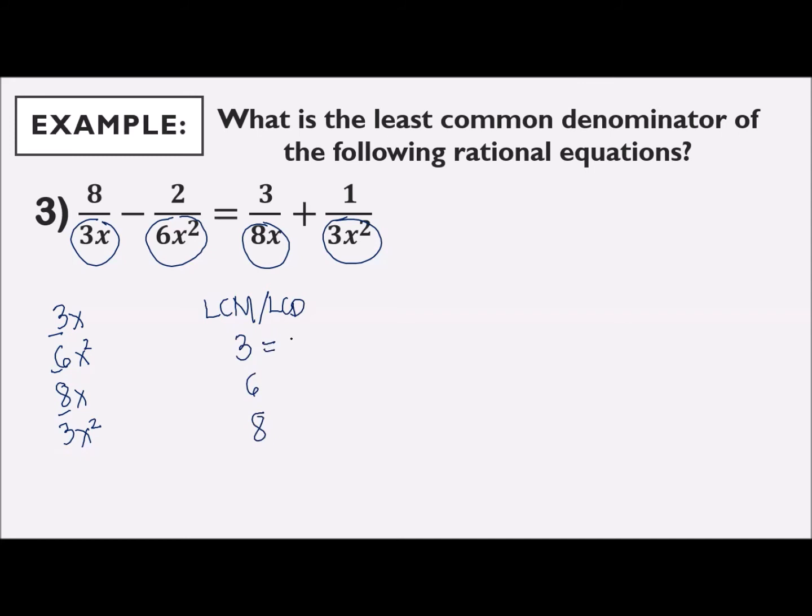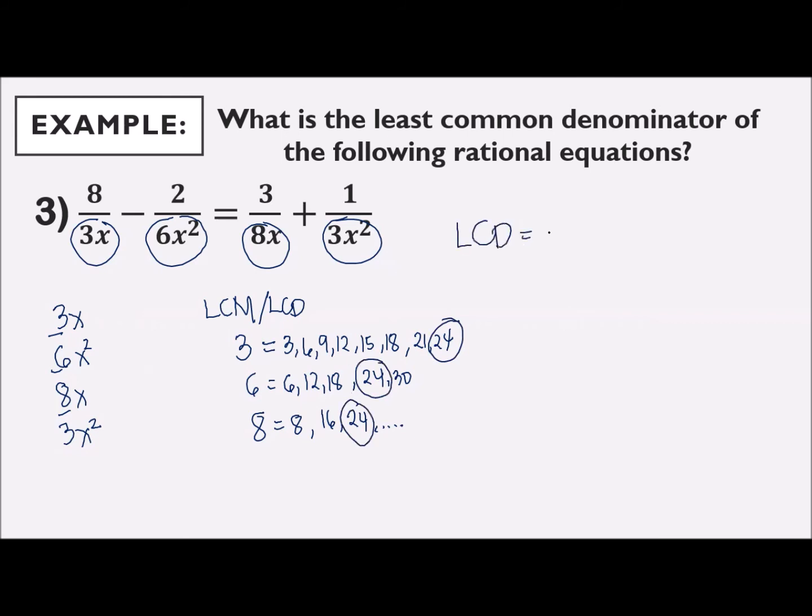So, ang multiples ng 3 ay 3, 6, 9, 12, 15, 18, 21, and 24. Then yung 6, 12, 18, 24, 30, and so on. And then yung 8, 16, 24, and so on. So, mapapansin nyo, ano yung parehas nila? Tama. Yan ay 24. So, ibig sabihin, sa LCD natin dito, sigurado tayo na may 24.